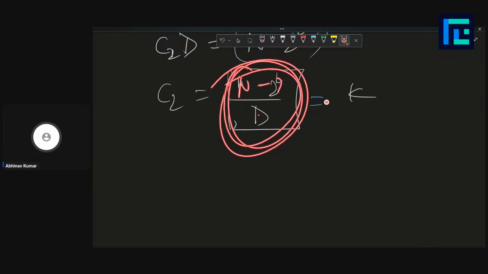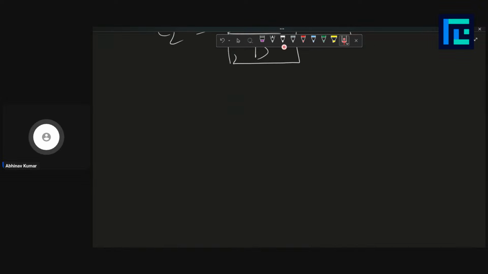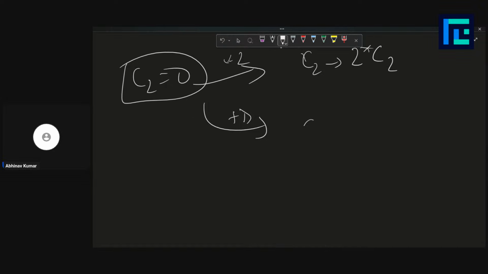This can be calculated as n minus 2 to the power I by d, using I number of type 1 operations. So you start with C2 equal to 0. Your initial C2 is 0. Whenever you perform a type 1 operation, you do C2 as 2 into C2. And whenever you perform a plus d operation, you do C2 plus plus. So you are either multiplying it by 2 or adding 1. If you look at this C2 in binary, multiplying by 2 is actually a left shift by 1, and adding 1 is just adding 1 to the starting bit.